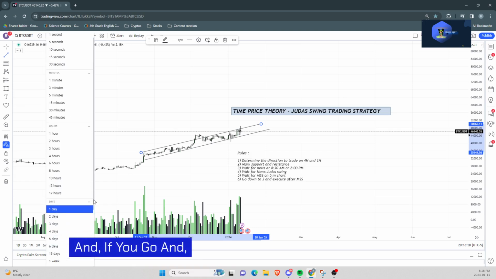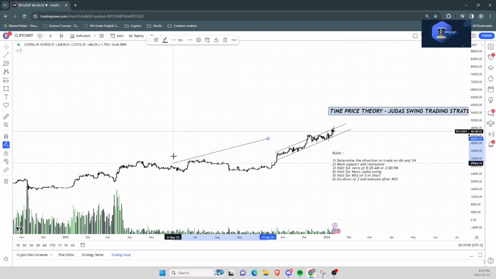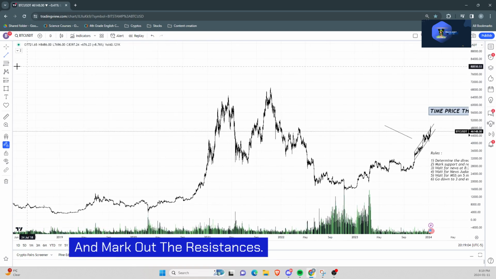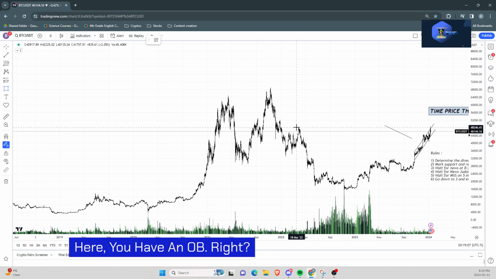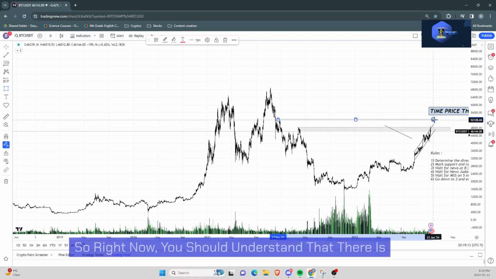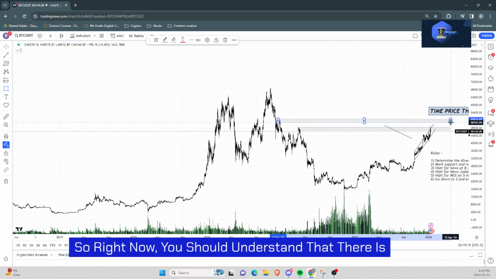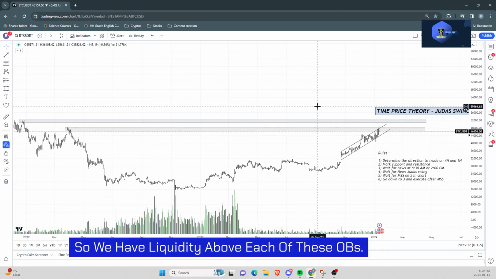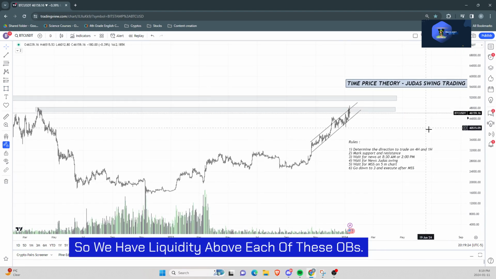And if you go and mark out the resistances, here you have an OB, right? And here you have another OB. So right now you should understand that there is liquidity above these two ranges. So we have liquidity above each of these OBs.